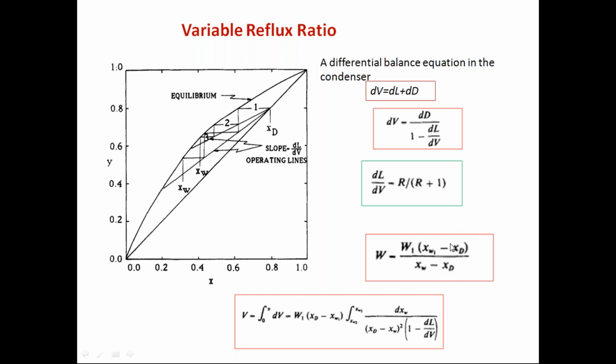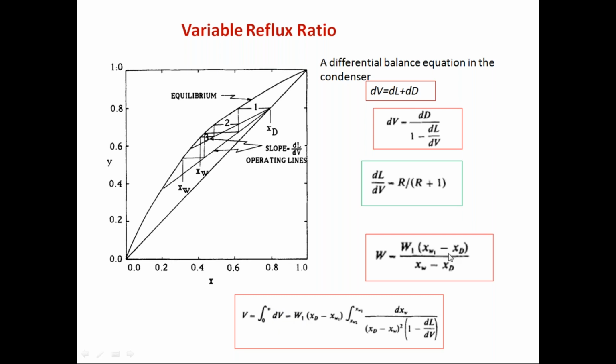This has to be dealt with in a different manner. You also have to find out the vapor flow rate. From this equation, if you integrate it, initially there is no vapor and now you have got this much of vapor. So from 0 to V, you can differentiate this one.